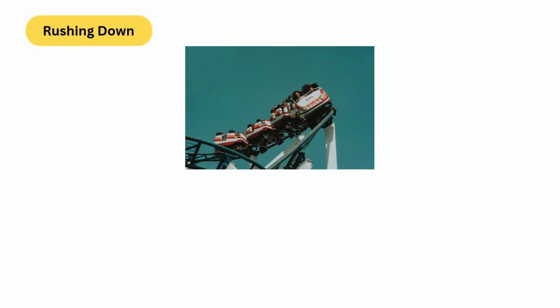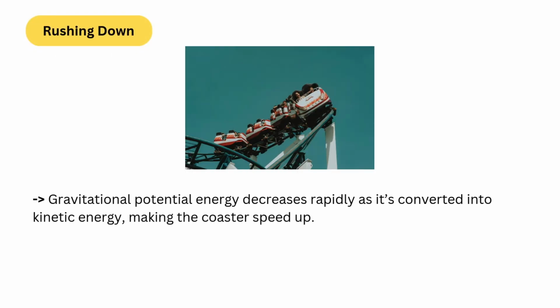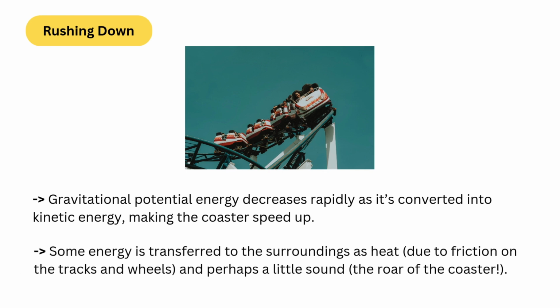Rushing down. Gravitational potential energy decreases rapidly as it's converted into kinetic energy, making the coaster speed up. Some energy is transferred to the surroundings as heat, due to friction on the tracks and wheels, and perhaps a little sound, the roar of the coaster.